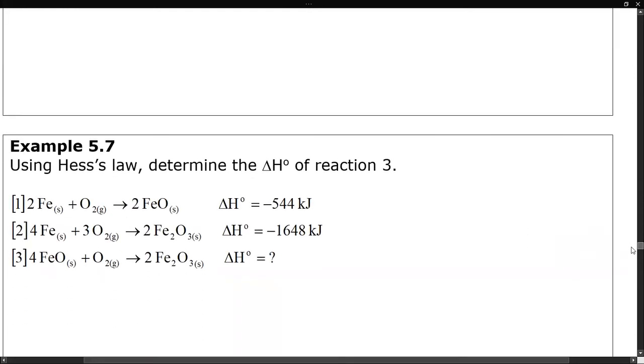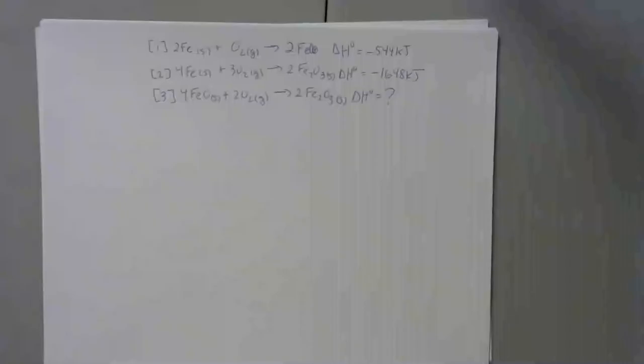Now let's look at a more robust problem that goes through everything. So using Hess's law, we're going to determine delta H for reaction 3 using reactions 1 and 2. You have the delta H for both of those reactions, and we're going to use the knowledge we have to arrange those so that the first 2 reactions add up to be the third one. All right, let's look at this process. I've copied all of the things from the problem.